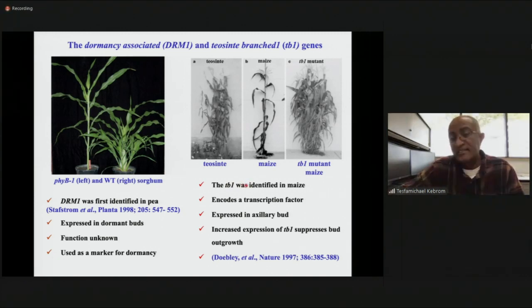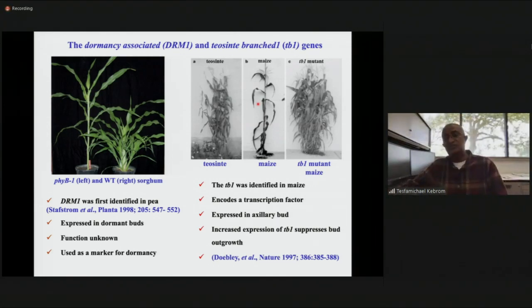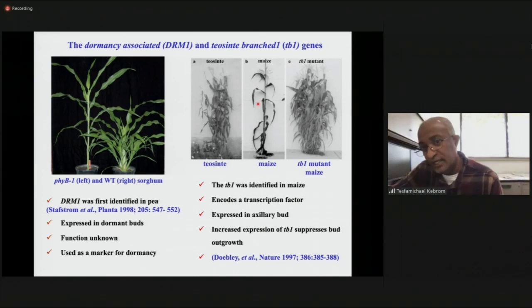This gene was identified first in maize in 1997 by John Doebley. John Doebley is a professor at the University of Wisconsin, and he's an evolutionary biologist and a geneticist, and he studied the evolution of maize from teosinte. Teosinte is a wild ancestor of maize, and maize evolved from teosinte through mutation in about 5 major genes, and one of the genes is TB1, and TB1 is expressed in the buds. It encodes a transcription factor.